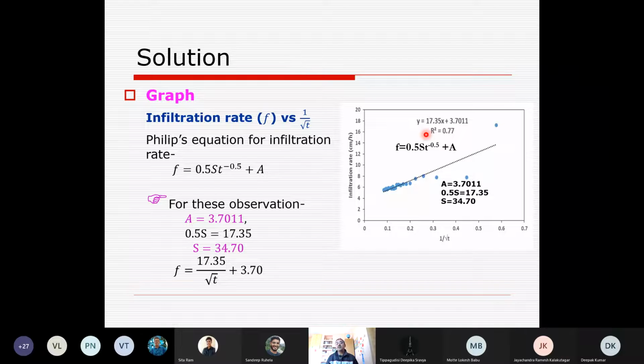And this is exactly the relationship. y is equal to mx plus c. M is the slope of the data. X is the x-axis value, whatever we have taken. And C is the intercept to the y-axis. So A is simply the intercept of this relationship. How much? From this equation we can see 3.7011. So A is equal to 3.7011. That is the parameter for this Phillips equation in this particular soil condition.